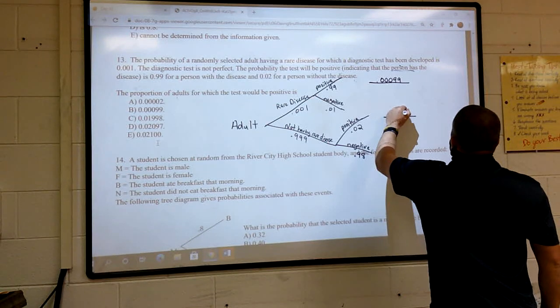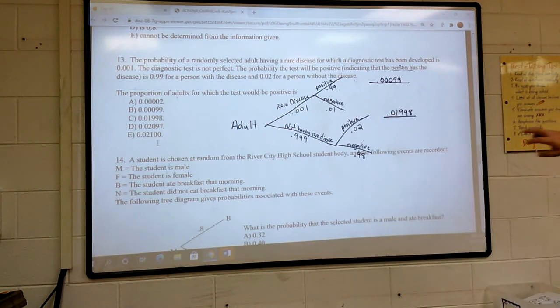Now, those are the only 2 ways that somebody can be positive, right? They can have the disease and test positive. They can not have the disease and test positive. Those are the only 2 ways. The other 2 branches that you would multiply are ways they could test negative, and we don't need those. We need the proportion of adults where the test will be positive.